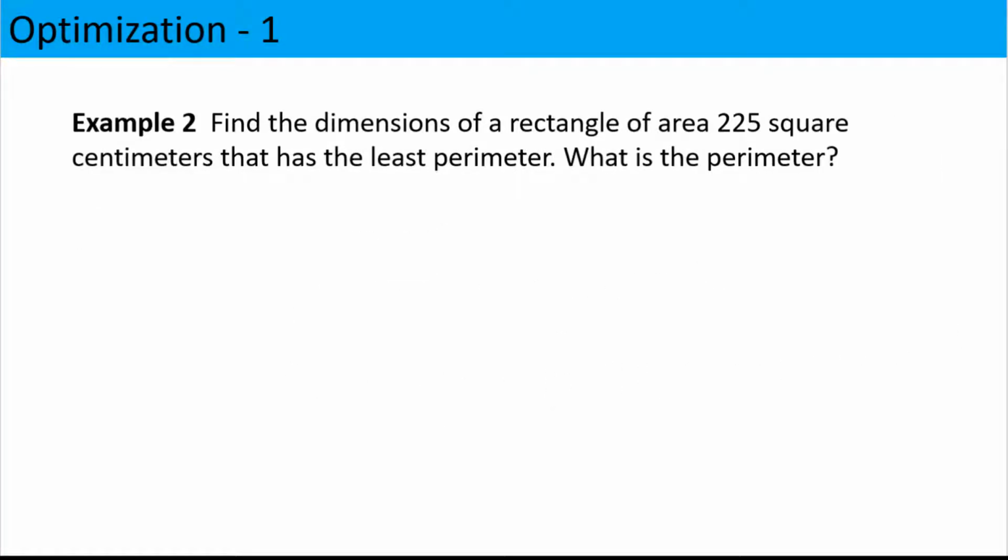Example 2. Find the dimensions of a rectangle of area 225 square centimeters that has the least perimeter. What is the perimeter?